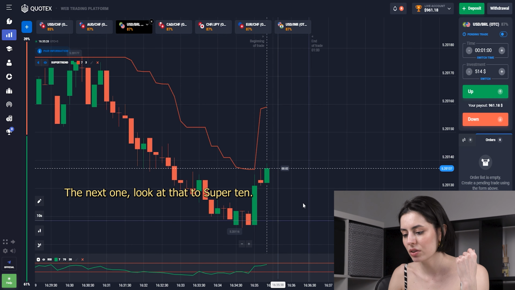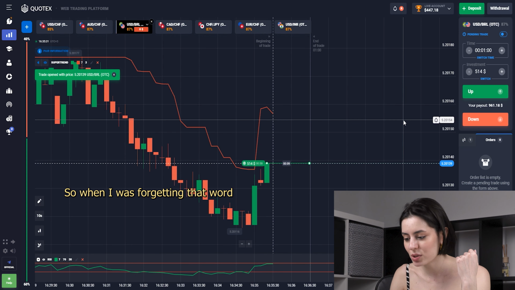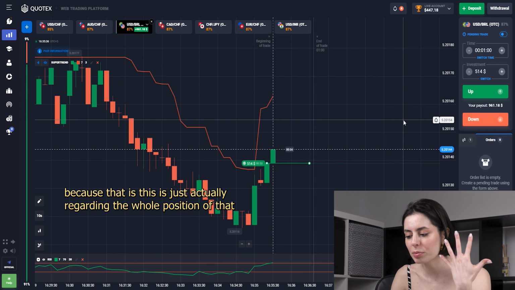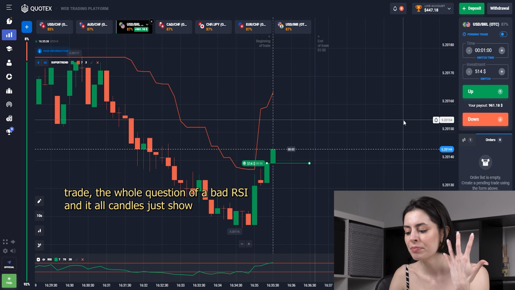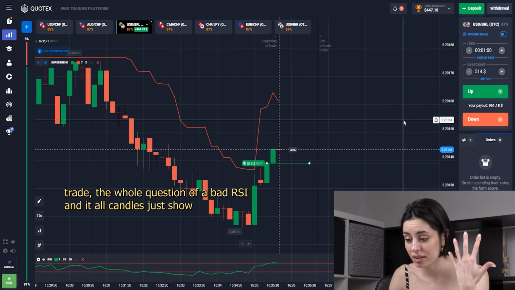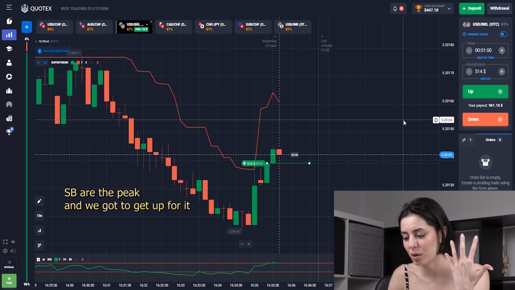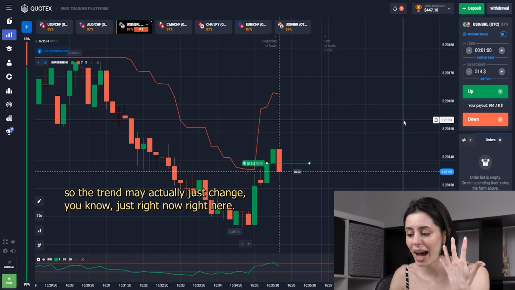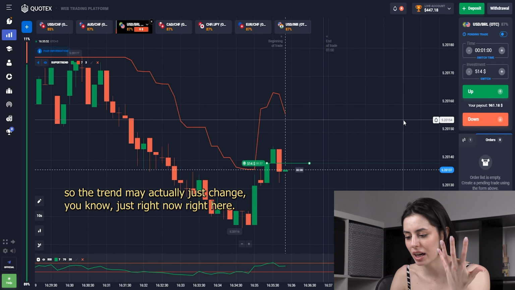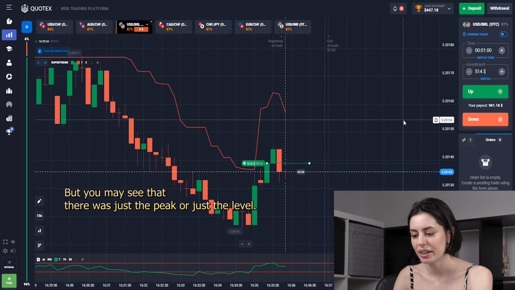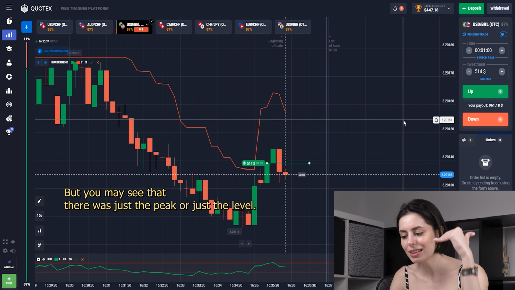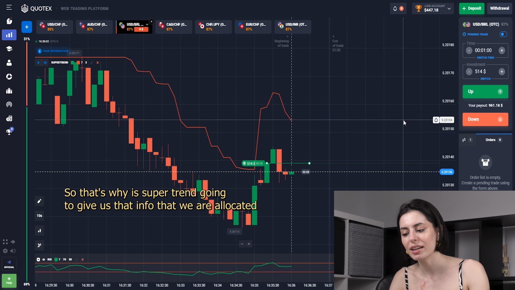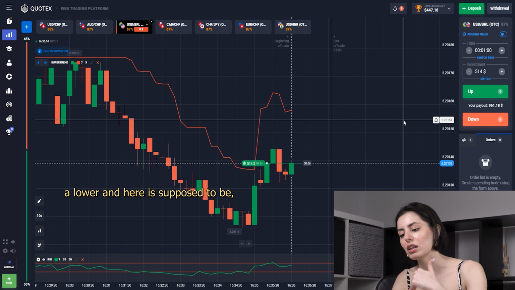The next one, look at that still, and super trend is showing us we're getting downward, because this is regarding the whole position of that chart, the whole location of it. But RSI and all the candles are showing us we are at the peak, and we've got to get upward. And I would risk, and I made this bad, and I would say that super trend may actually just change right now, right here. But you may see already that there was a peak or a level, and regarding that level, we are at the bottom position. So that's why super trend gives us that info that we are located lower.